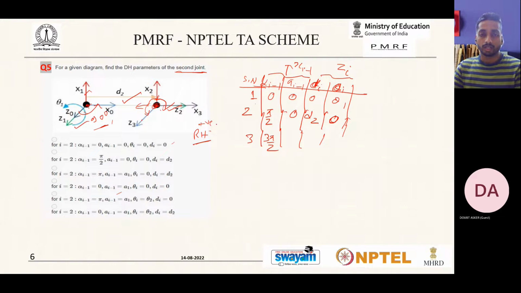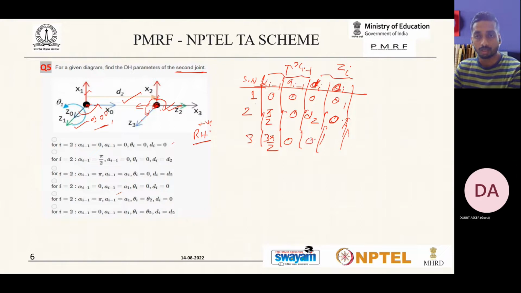And then a i minus 1 is the distance between Z2 and Z3 along X2. There is no distance between Z2 and Z3, so this will be 0. And then we have to find d i for this third one. This will be measured along z i. So d i is nothing but the distance between x2 and x3 along z i. There is no distance between x2 and x3. Both are coinciding, so this is 0.